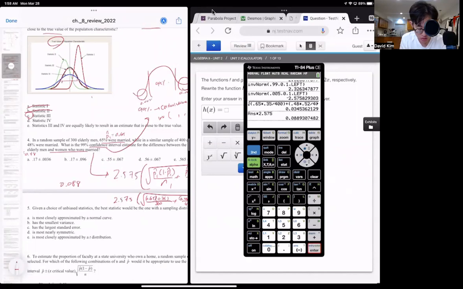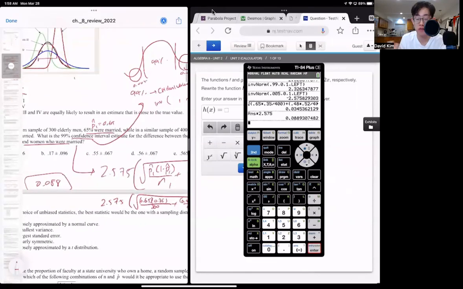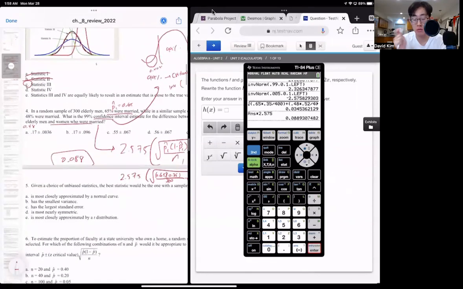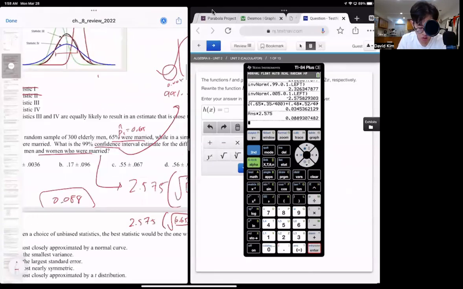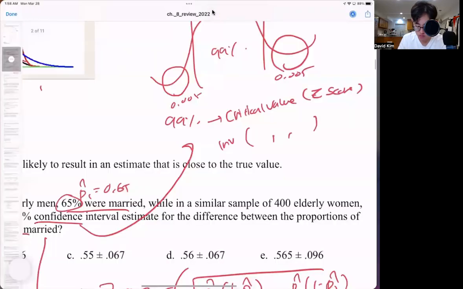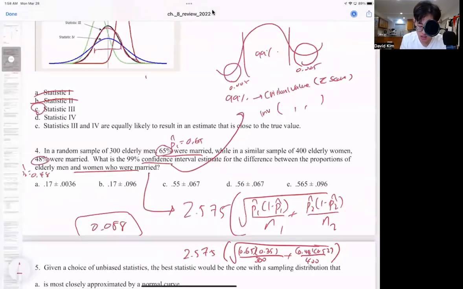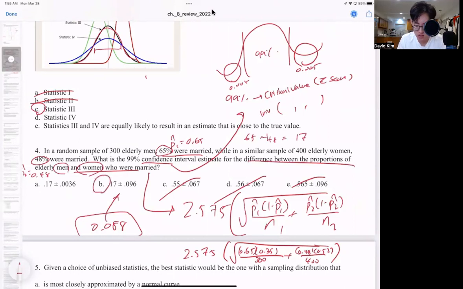It seems to me that our margin of error is 0.088 here. Okay, sorry, not critical value, but the margin of error here. So we have 65% that were married, and then this is 48%. So we're talking about the difference of the proportion of men and women. So we do 65 minus 48, which should give you 17%. So we can eliminate C, D, and E. Between the two answer choices that I have, it obviously seems like B is the closer one.